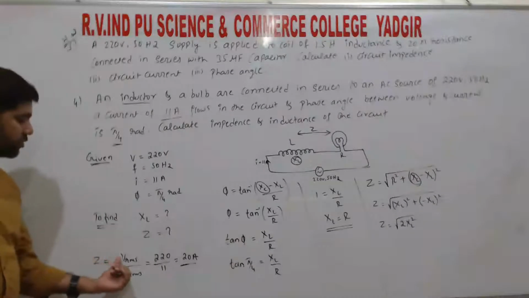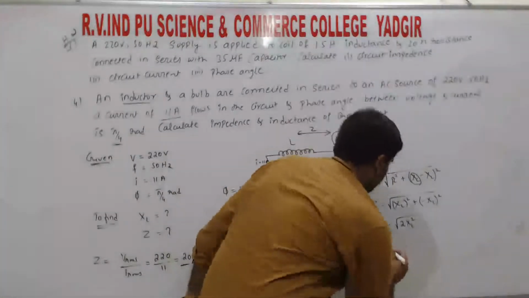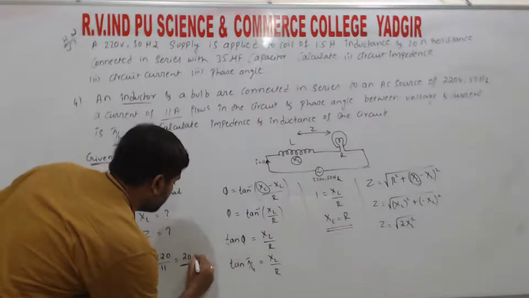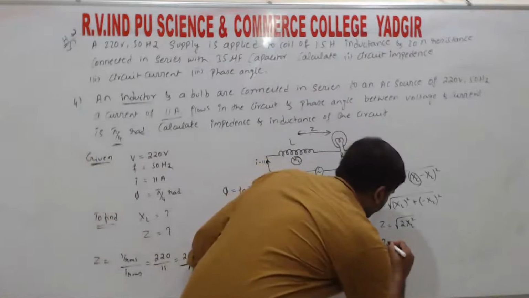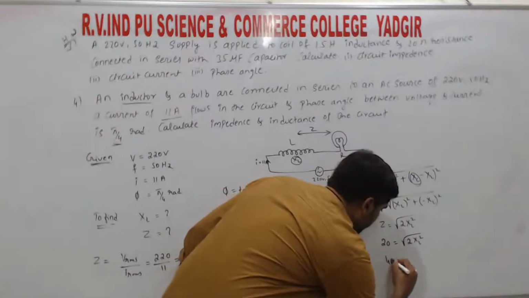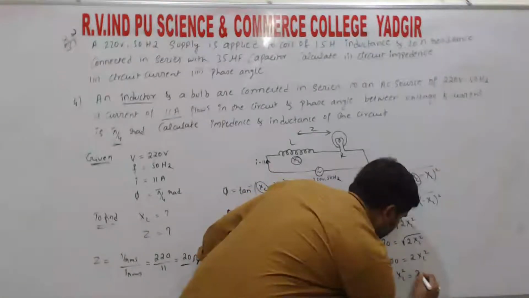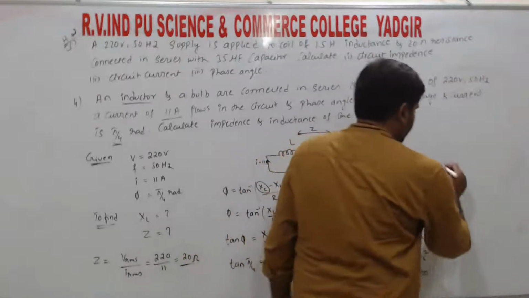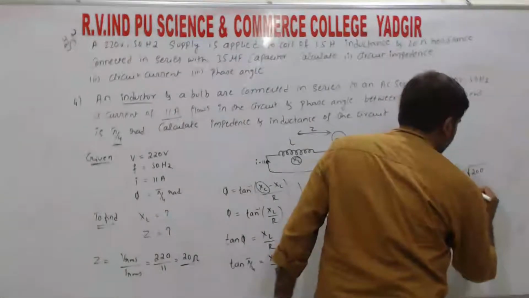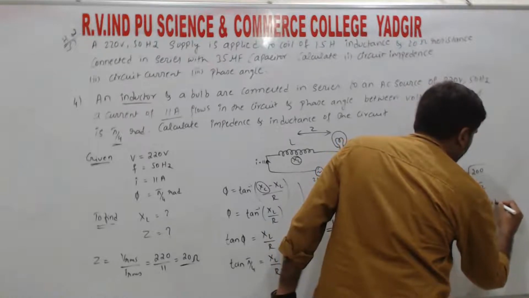So previously Irms is equals to Vrms by Z, right? So now substituting Z, which we calculated, right? It is 20 ohm. So 20 is equals to under square root of 2 XL square. So squaring on both sides we get 400, that is equals to 2 XL square. So XL square is equals to 200. So it means XL is equals to under square root of 200. So XL is equals to 10 root 2, or XL is equals to 14.14 ohm.